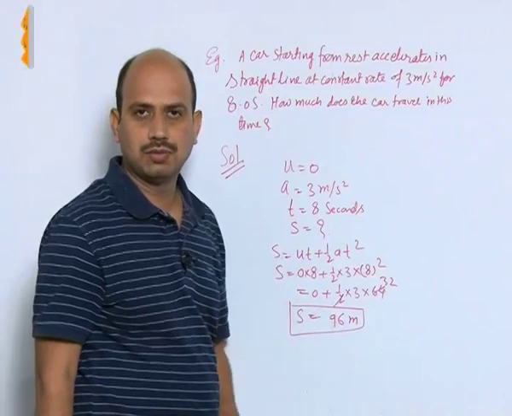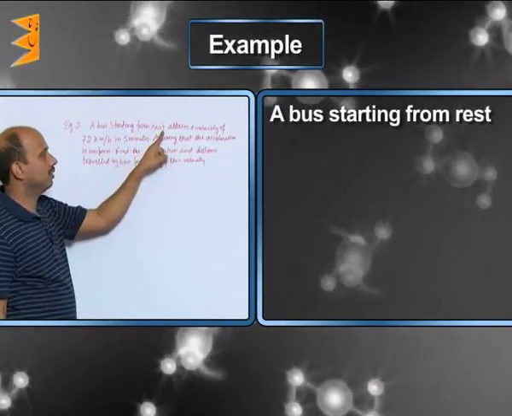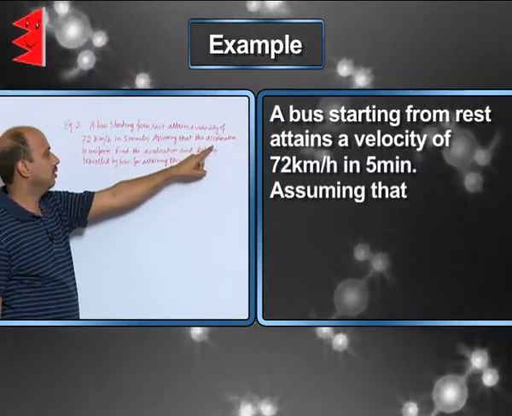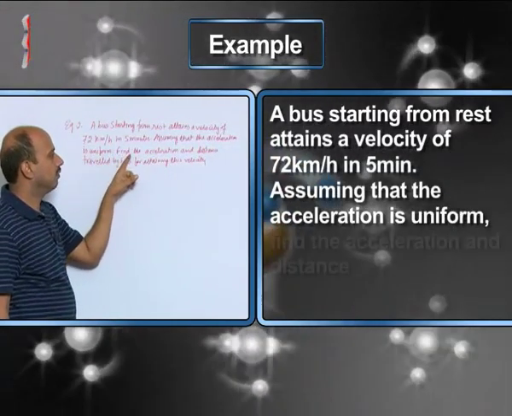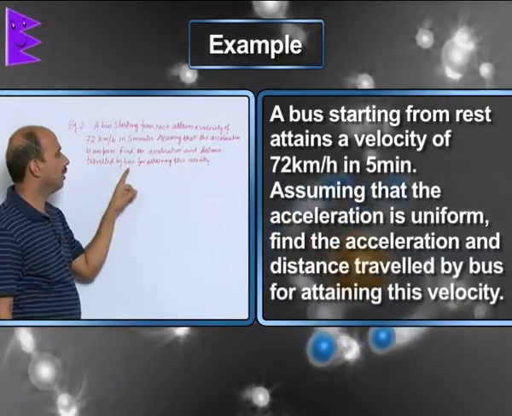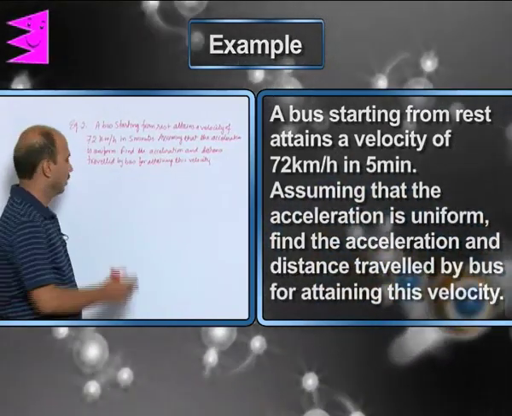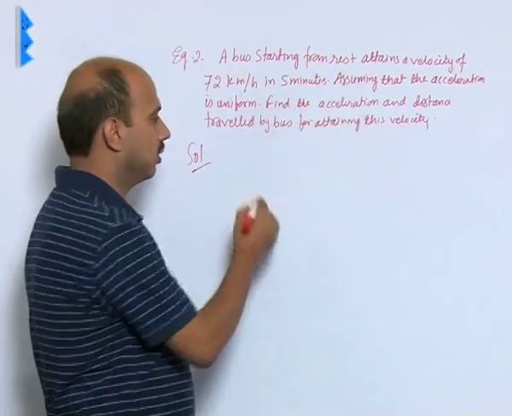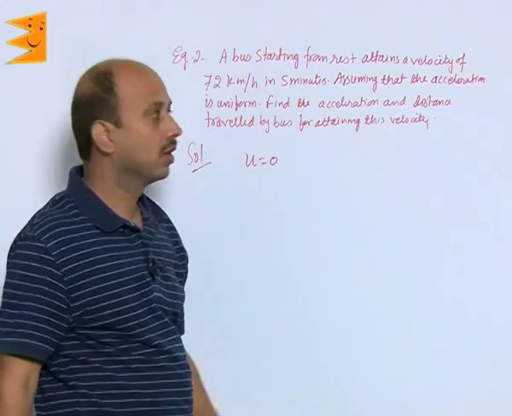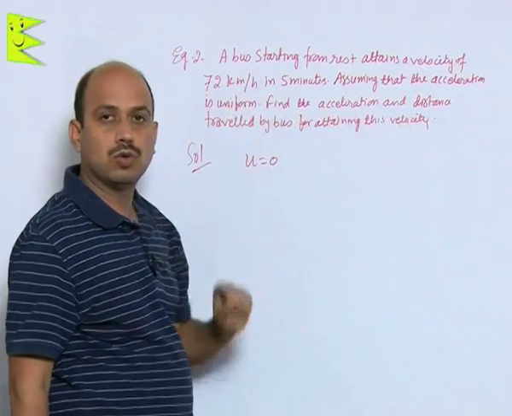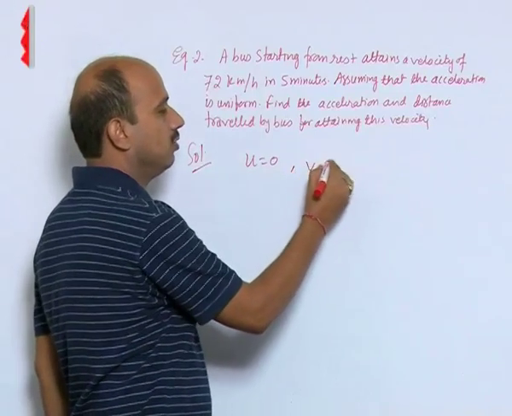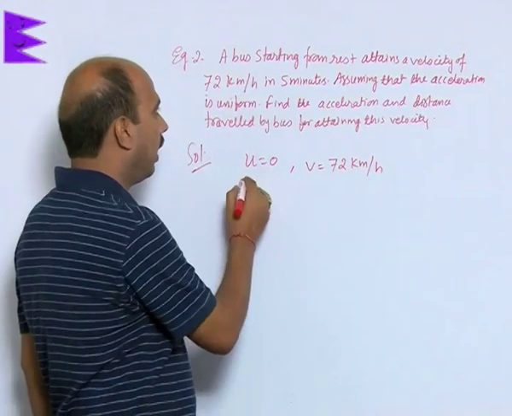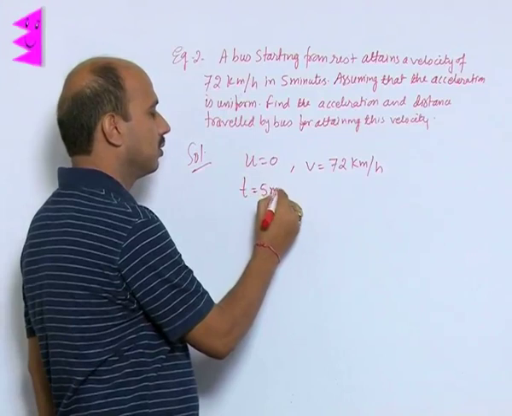Let us see another example. See this example. A bus starting from rest attains a velocity of 72 km per hour in 5 minutes. Assuming that the acceleration is uniform, find the acceleration and distance travelled by the bus for attaining this velocity. So, now see in this question, bus starting from rest means u is equal to 0, attains a velocity of 72 km. This is final velocity. V is equal to 72 km per hour. Time t is given to you, 5 minutes.